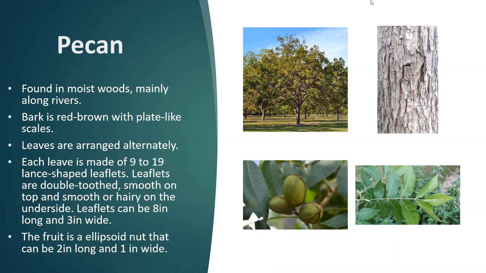I want you to look at this leaf here in the bottom right and think to yourself, what type of leaf do you think that is? Remember, we had a few different types. We had simple, we had palmately compound, and we had pinnately compound. And this specific species is pinnately compound. If you look at this picture in the bottom right, that entire structure is the leaf, and those individual portions of that leaf are called leaflets. So just keep that in mind, and that's the really big indicator for pecans is the leaf.